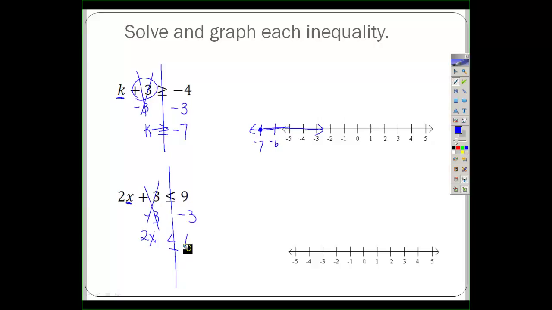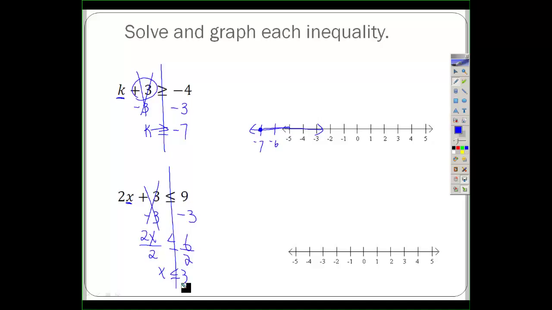Now it says 2 times x is less than or equal to 6, but we don't want the 2, we just want the x. The opposite of multiply is divide. Because this is 2 times x, I'm going to divide both sides by 2. So I know x must be less than or equal to 3. The reason I did not change the sign is because I didn't divide by a negative. I did divide, but I did not divide by a negative. It has to be a negative if you're going to flip the sign.